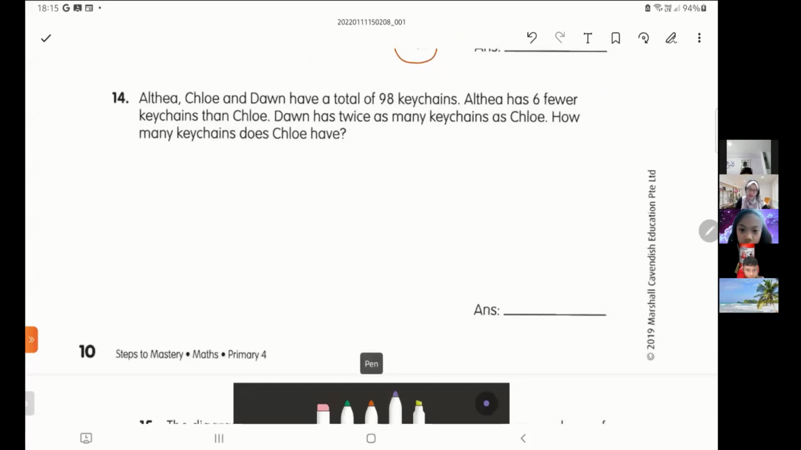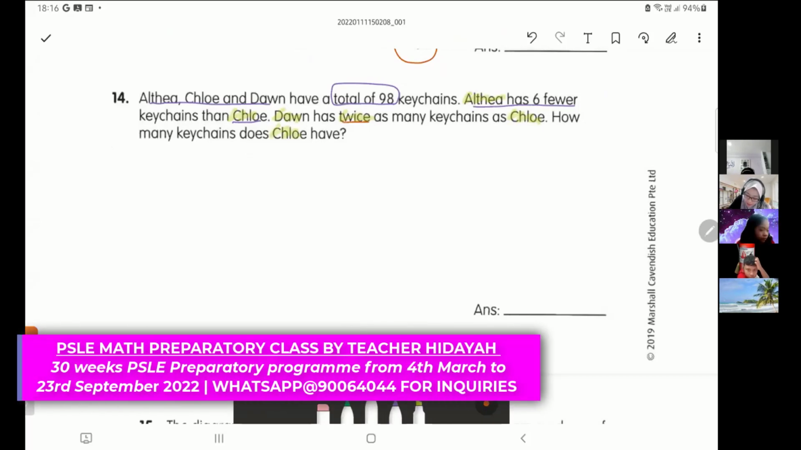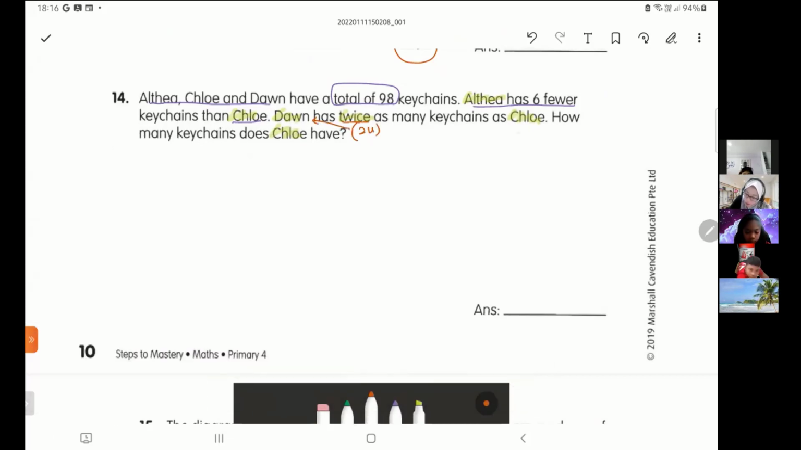Okay, so we have here Althea, Chloe, and Dawn have a total of 98 keychains. That's their total. Althea has 6 fewer keychains than Chloe. This is a comparison between Althea and Chloe. Dawn has twice as many as Chloe. How many keychains does Chloe have? Twice here. I don't want to use times 2, but instead I'm going to use 2 units. So this 2 units is for Dawn. As compared to Chloe, as many as. The next person is always 1 unit like this.